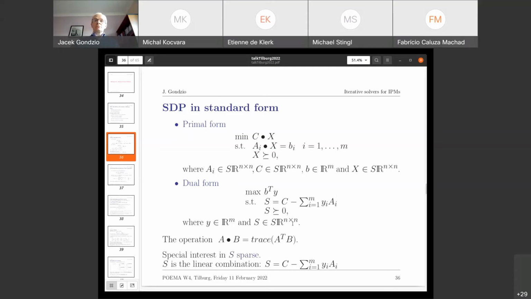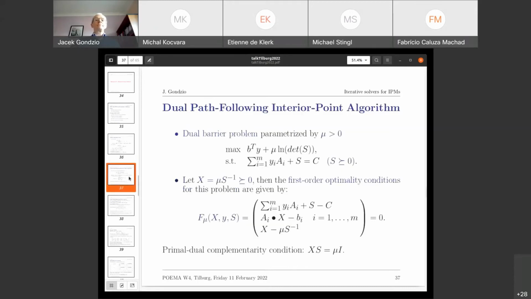Frequently, S, being a combination of C and matrices AI, inherits sparsity from the fact that C and matrices AI are ridiculously sparse. If you think of matrix completion, AI has just 2 non-zero entries. So if you do not have too many of them, S would still be pretty sparse. C is often diagonal.